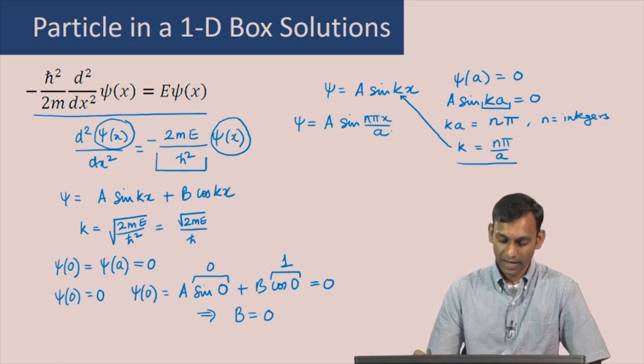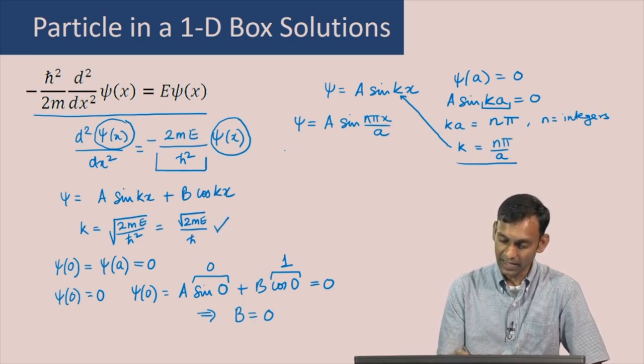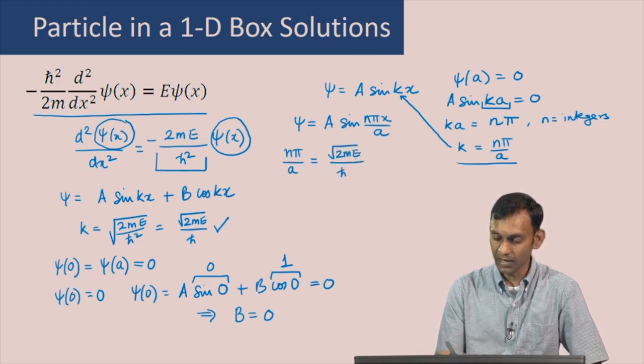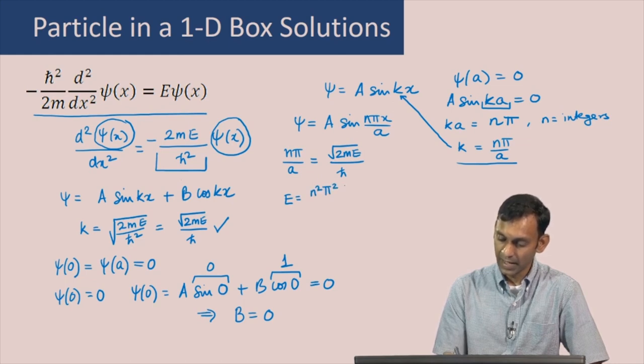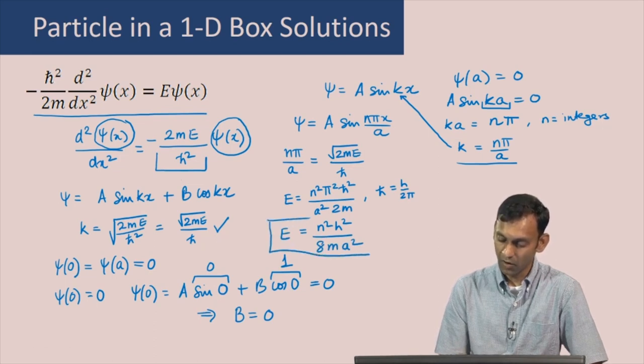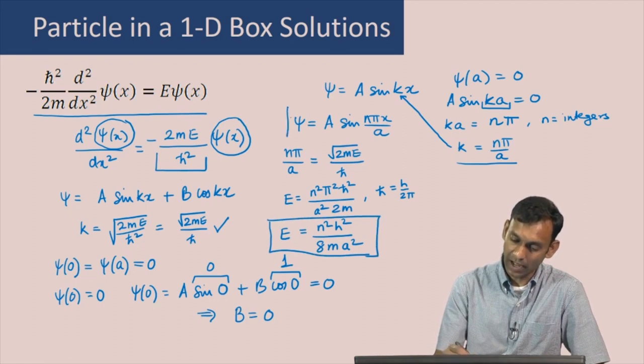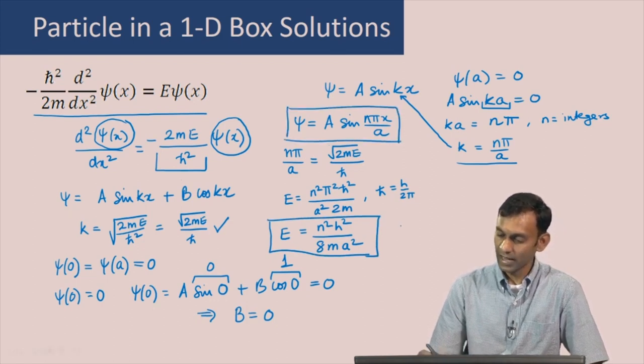And if we substitute this k into the expression for the energy which we have here, then we get n pi by a, which is k, is equal to square root of 2 m E by h bar, and E therefore becomes n squared pi squared h bar squared divided by 2 m a squared. Or if you use that h bar is equal to h over 2 pi, then we get energy is equal to n squared h squared by 8 m a squared. So, this is the energy of the particle in a box and the corresponding eigenfunctions are these, where n are integers.